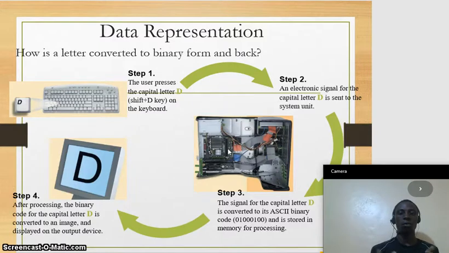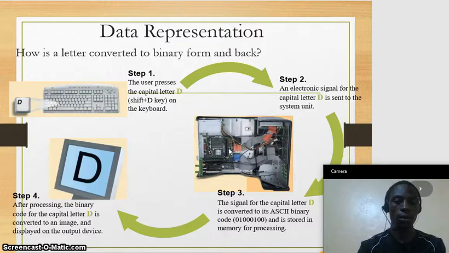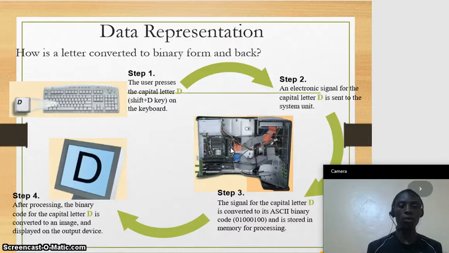So data can be represented in a binary form or in other states, on or off. So how is a letter converted to binary and back? For example, we are always working with our keyboards. We type on our keyboards, but we don't know how the letter travels, how it goes, in which state it is.